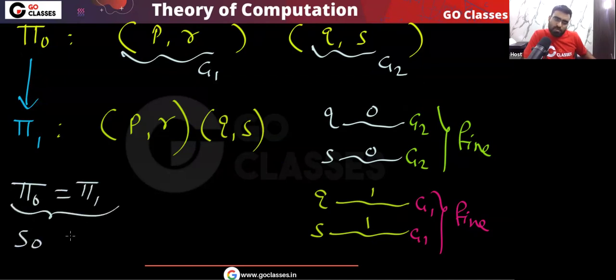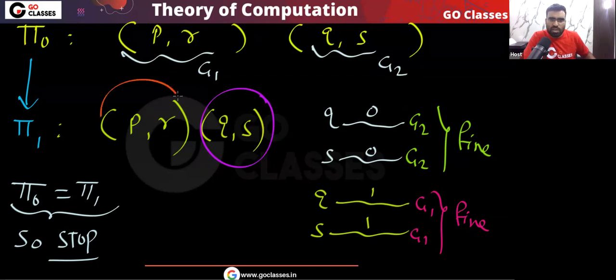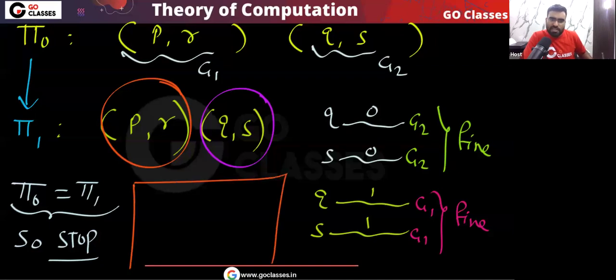So stop. Yes or no? Yes, in this situation, now you can stop. So I can say this will be your single state. Yes or no? So there will be two states. Remember, minimal DFA will have how many states? Minimal DFA will have two states.